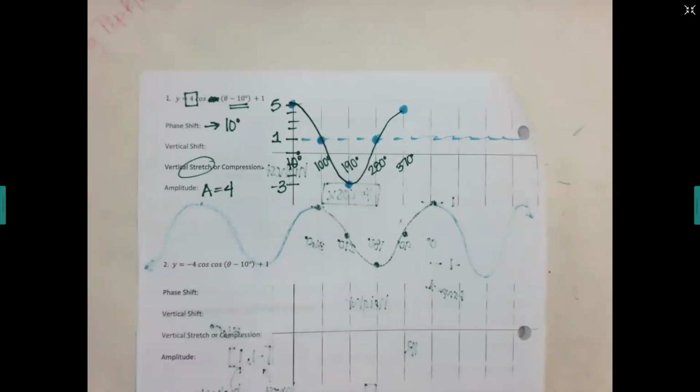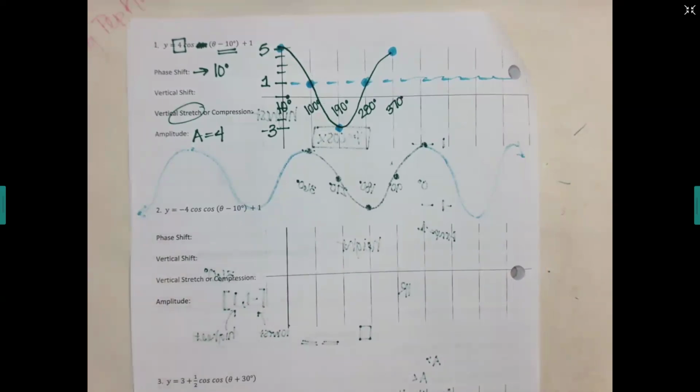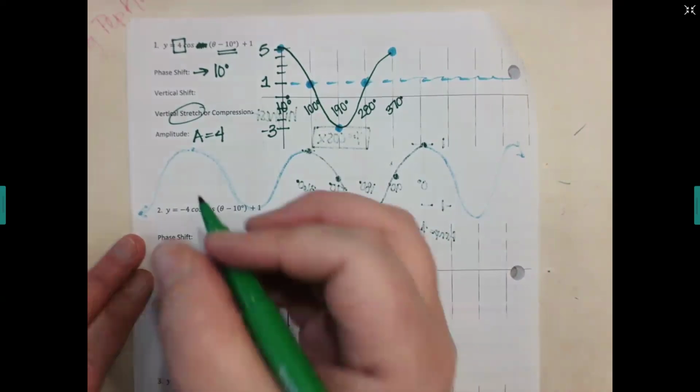But then remember, like we talked about, technically this wave goes on forever and ever, both ends. You're doing one full period, which is 360 degrees from 10 to 370. All right, let's do number 2. Look at the equation for number 2, and I want you to tell me what's different. It's almost the exact same equation, except for what?